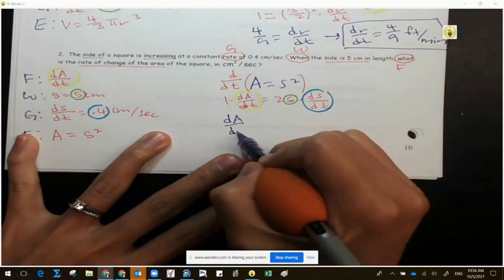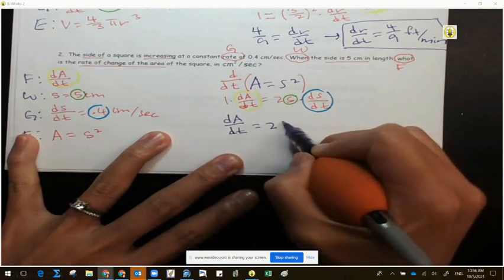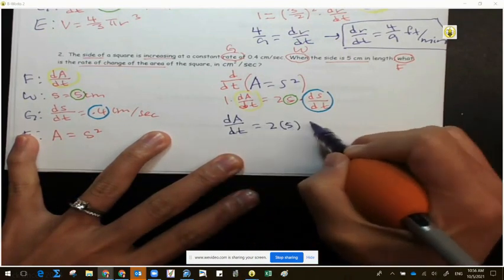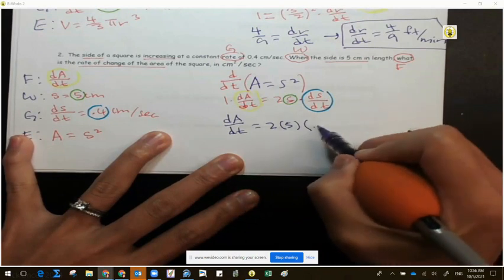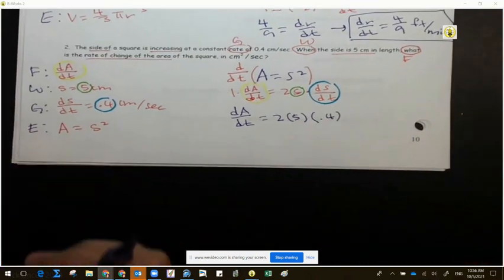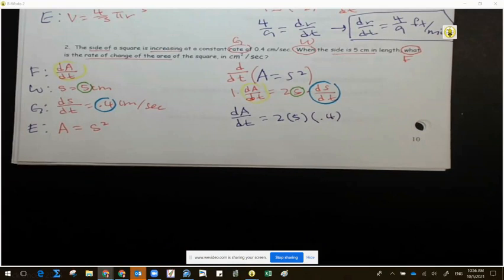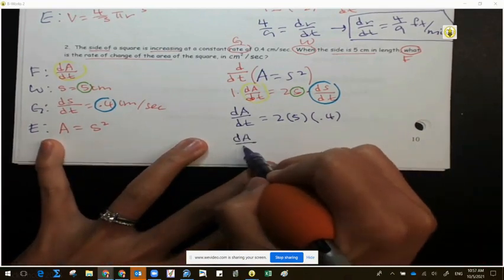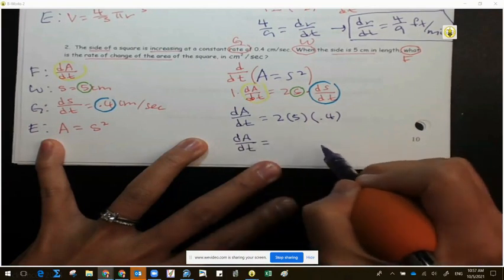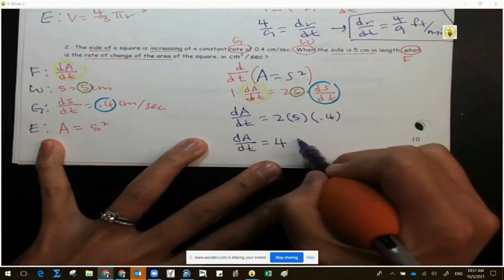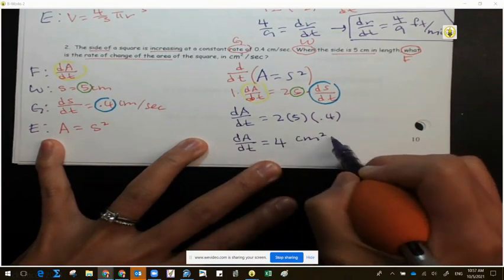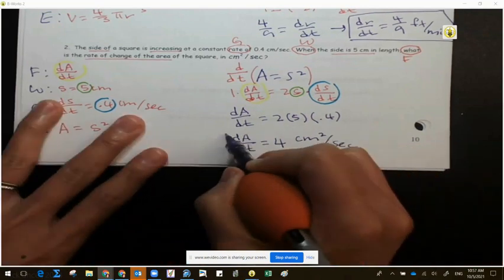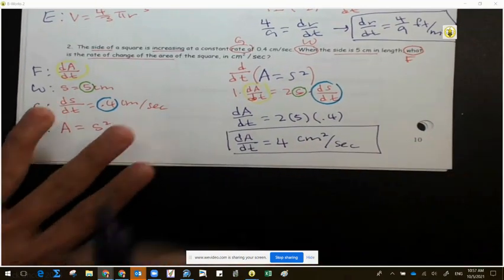dA over dt is equal to 2 times the side of 5 given, and the rate of the side was 0.4. So we know 2 times 5 is 10, and 0.4 of 10 is how many? Oh no, just 4. And the area is denoted with the units squared per second. There we have it.